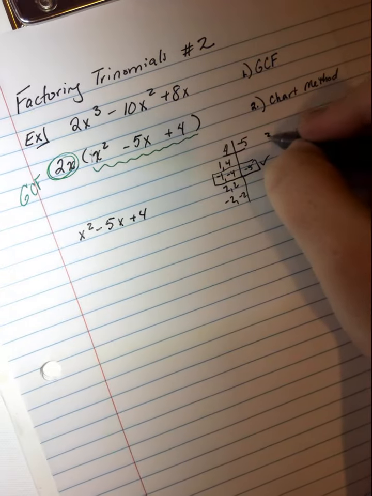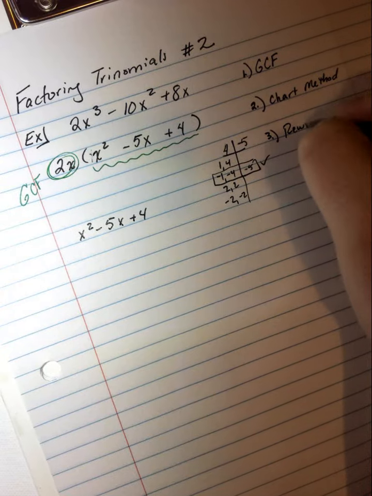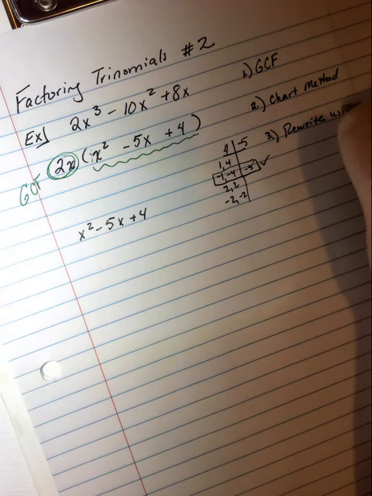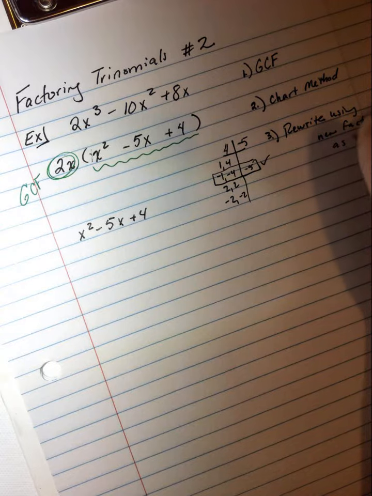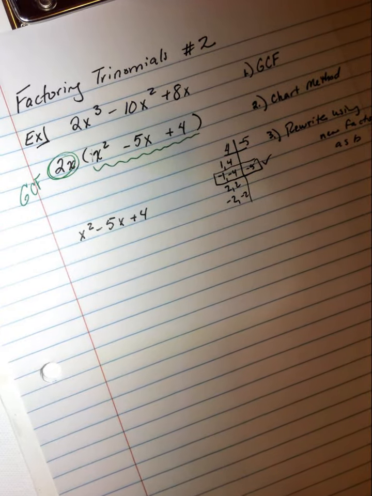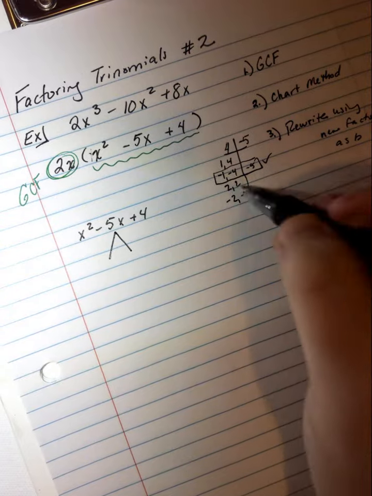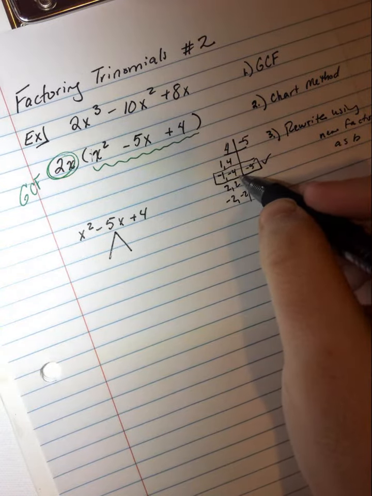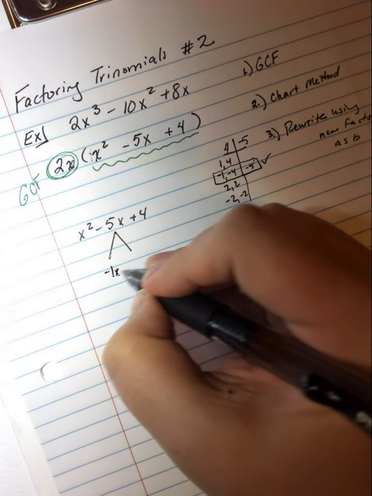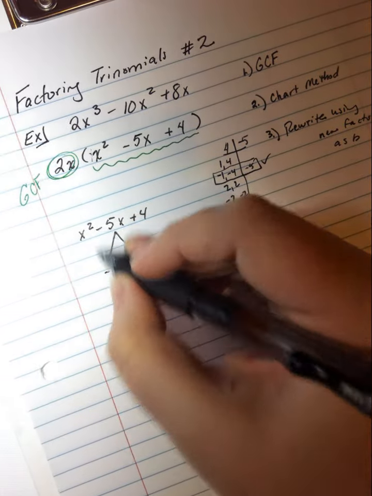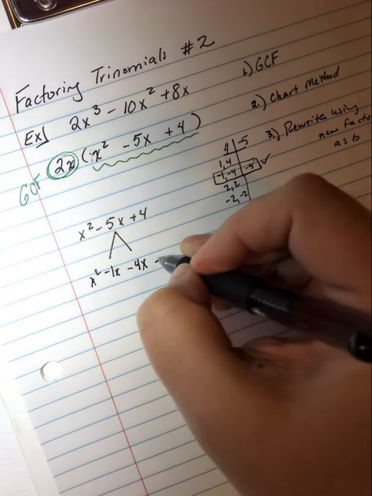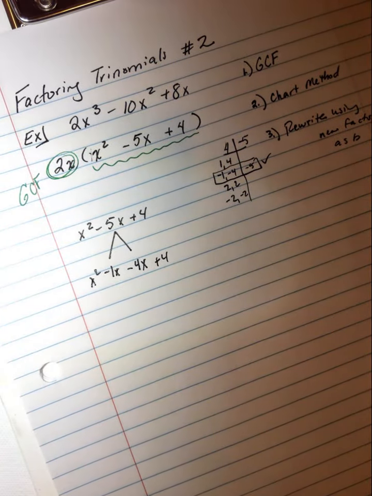My step 3 says to rewrite the trinomial using my new factors as my b value. So that means my diamond. I'm going to take my negative 5 and replace it with negative 1 and negative 4. So negative 1x and negative 4x. My beginning x squared and my end positive 4 just come on down.